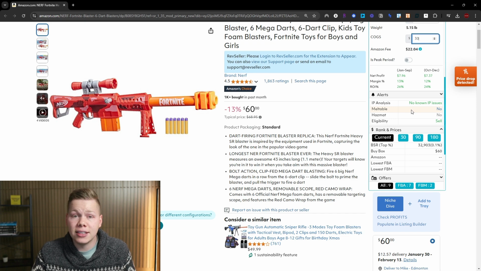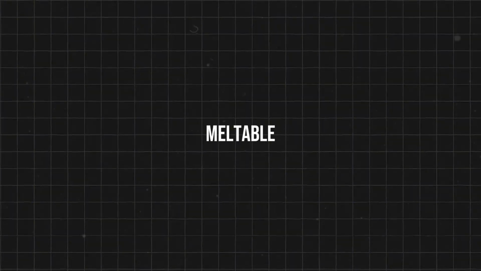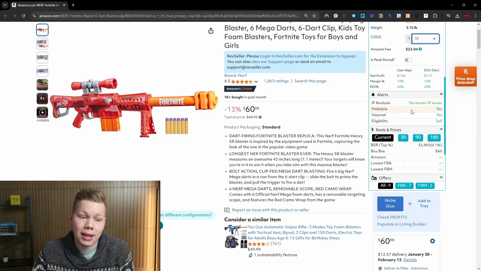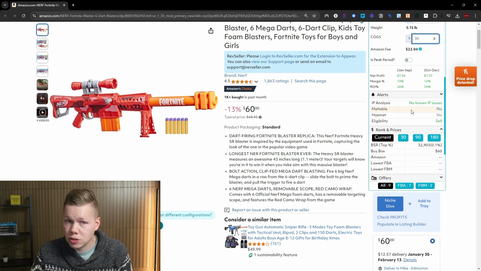Next, it checks, is this product meltable? Amazon.com has a policy between April and October. If you're selling meltable products, you cannot send them into Amazon's warehouses. So things like candles, chocolate, gummies, etc. cannot be sent between April 15th and October 15th on any given year. So this product is not meltable. Obviously, it's a toy, so we're good there.